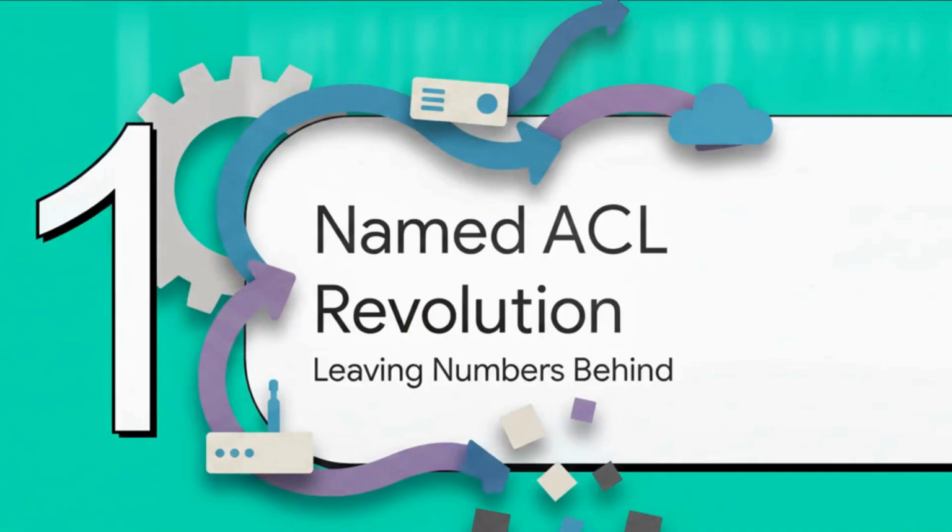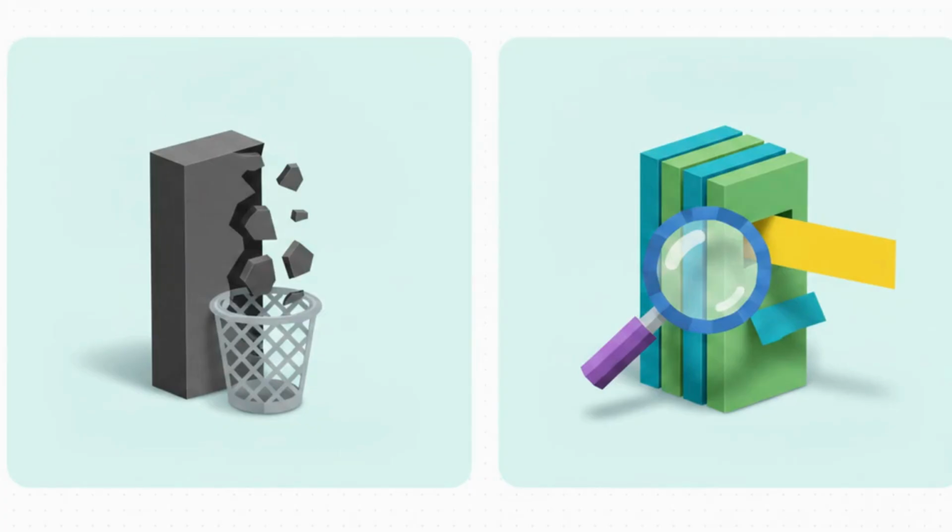Section 1. The Named ACL Revolution. Leaving arbitrary numbers behind. And this brilliantly illustrates the extreme contrast between the old way of doing things and the new way. When dealing with traditional numbered ACLs, you're stuck with arbitrary numbers. You're entirely restricted to ranges, often running completely out of available numbers in the standard 1 to 99 range if you've got a complex enterprise network.